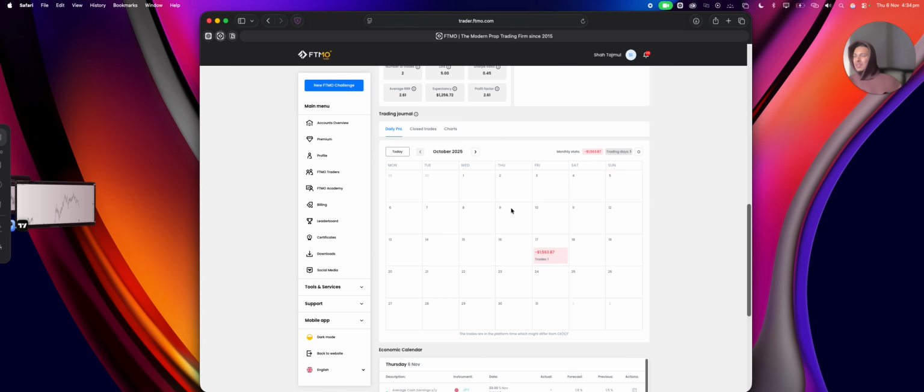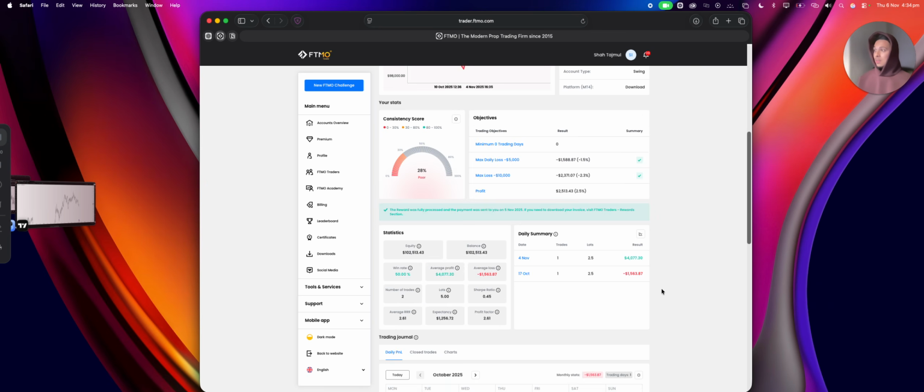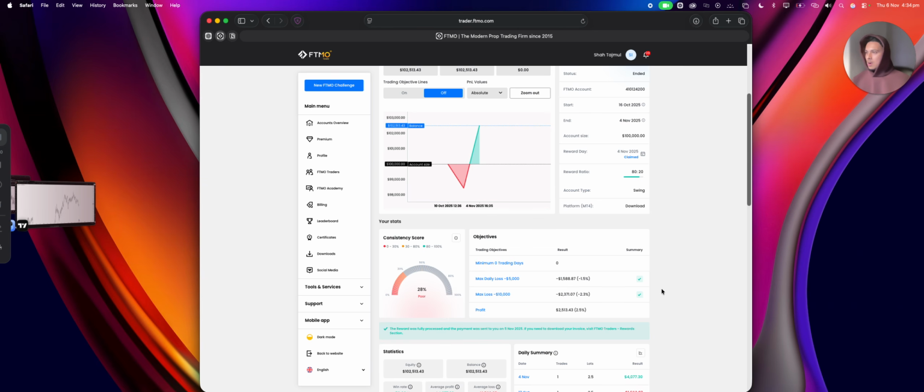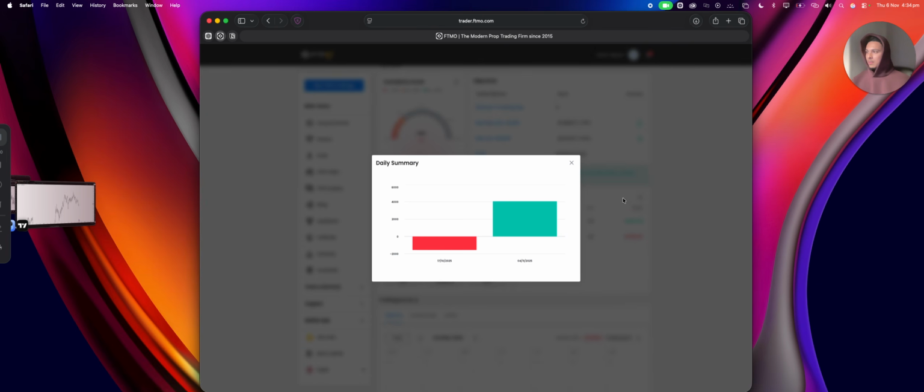October, but again, this is skewed because every time you get a payout, you get a fresh account, so it's not tracking the data from your previous trades and whatnot. But yeah, again, there's nothing much to it. Apart from maybe durations of each trade. Let's see.